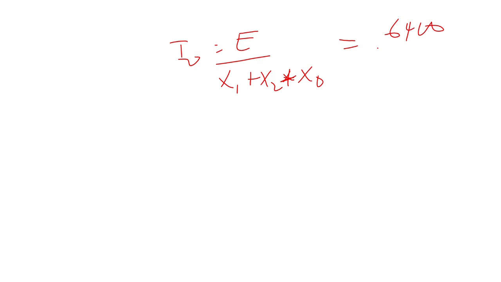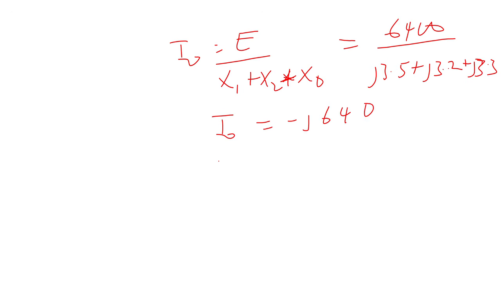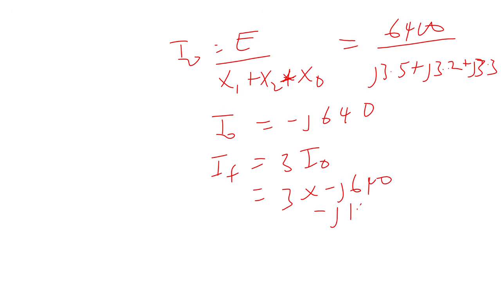So I'm basically going to find I0 here, which is going to be E over X1 plus X2 plus X0, and this was given as 6400 over the sum of J3.5 plus J3.2 plus J3.3. So this basically gives me I0 as minus J640, and we said the fault current for a line to ground fault is 3I0. So 3 times minus J640 gives me minus J1920.